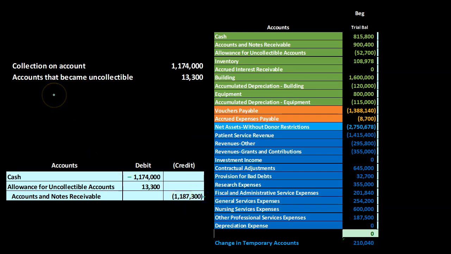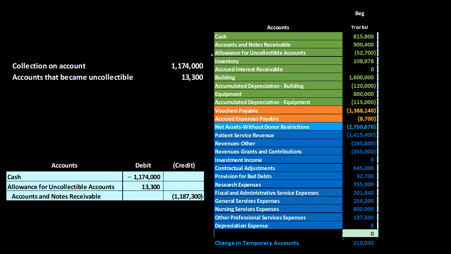Next, and we're going to include this in the same transaction, we have the accounts that became uncollectible. Now, the accounts that became uncollectible means that we've got to decrease the accounts receivable because those accounts are no longer collectible. Instead of recording a decrease to the revenue account or bad debt expense, as we might do in a direct write-off method, we're going to be decreasing the allowance account for those items. So the accounts receivable is going to be going down by that 13,300 because we know exactly who's not going to pay us, and then we're going to be decreasing the allowance.